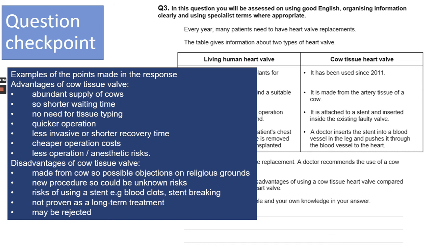What's the disadvantage though? Well, it's made from a cow, so there might be religious objections to it. New procedure, so it could be unknown risks. Blood clots, you could get blood clots from a stent, or the stent could break. It's not proven as a long-term treatment, and it could be rejected.